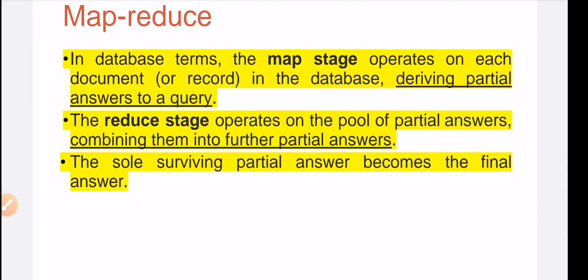In database terms, the map stage operates on each document or record in the database, deriving partial answers to a query. The reduce stage operates on the pool of partial answers, combining them into further partial answers. So we distribute in the map stage, and then we reduce by getting the partial answers and combining them in the reduce stage.